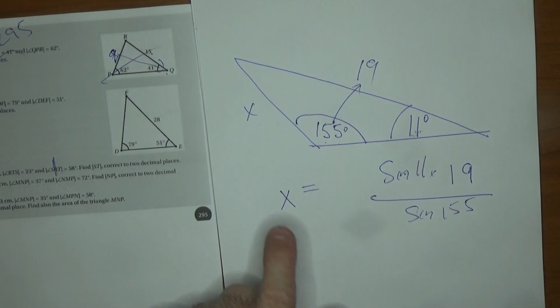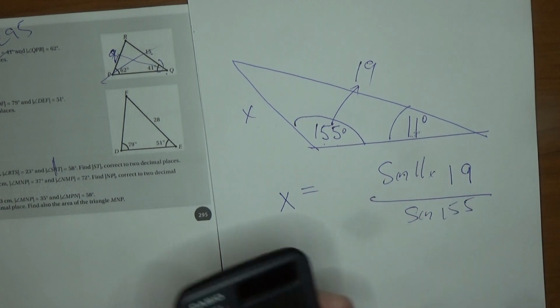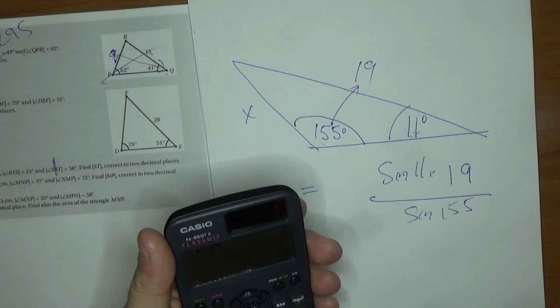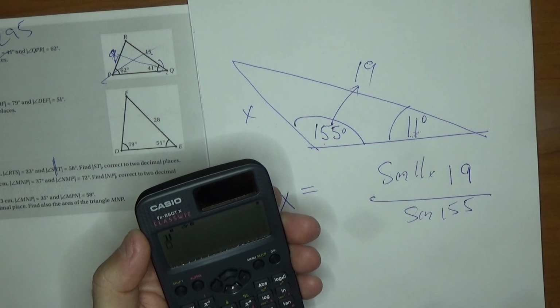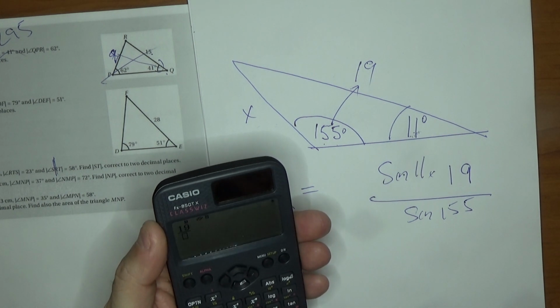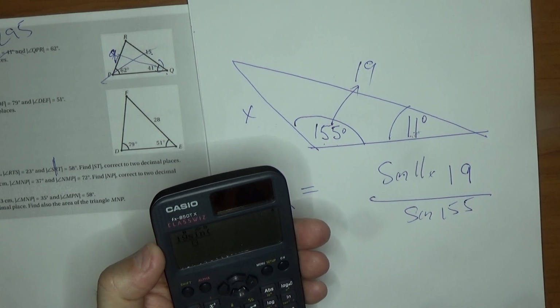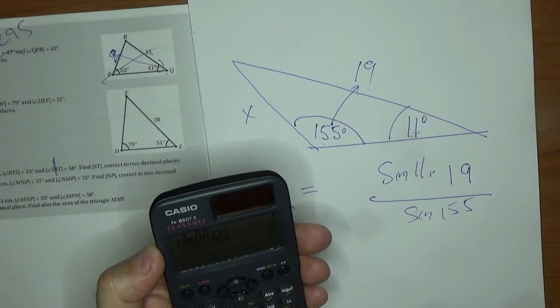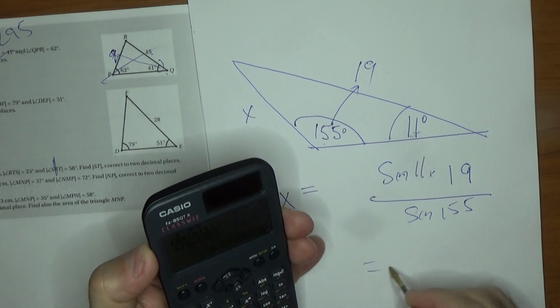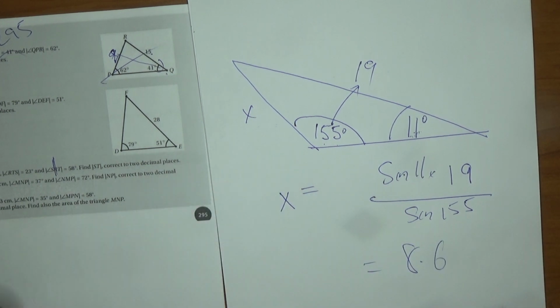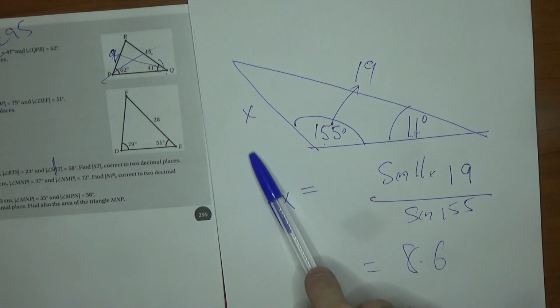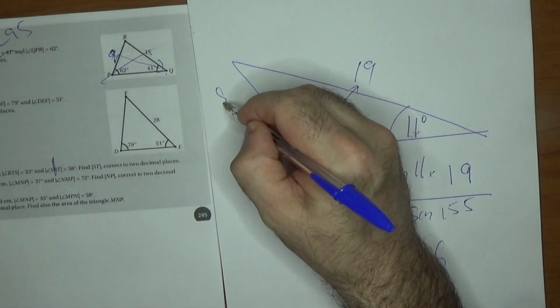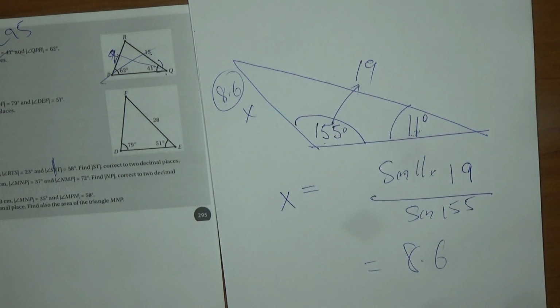So what are we saying? X has to be way less than 19. Okay, I'll do it in the calculator. Hope you're not being lazy now. You did it ahead of me. Sine 19, sine 11, down we go to the sine of 155. Okay, equals 8.6. And is it true? Is x less than 19? Yes, it is, and that's fine. That passes the test of what we're looking for.